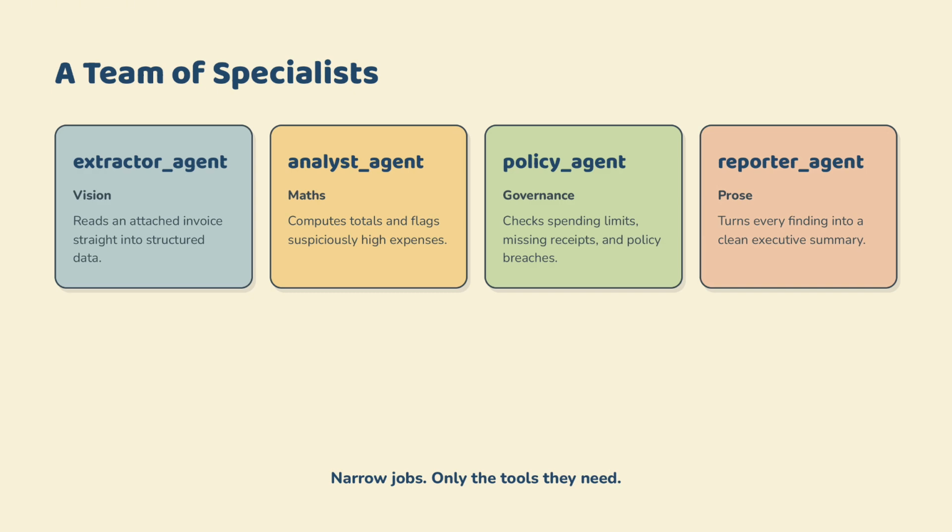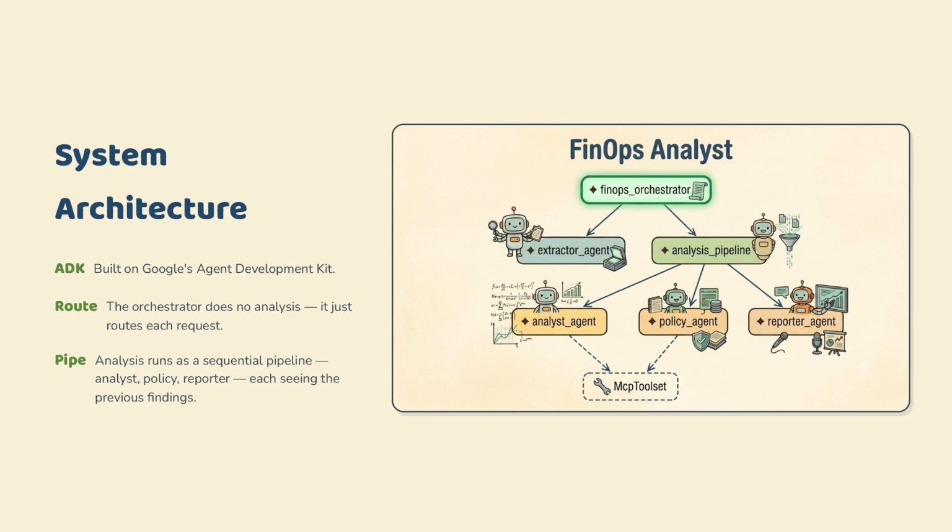The design uses Google's Agent Development Kit. A top-level orchestrator does no analysis itself, it just routes the request. An invoice goes to a multimodal extractor. An analysis request goes to a sequential pipeline: the analyst, then the policy agent, then the reporter, each one seeing the previous findings.